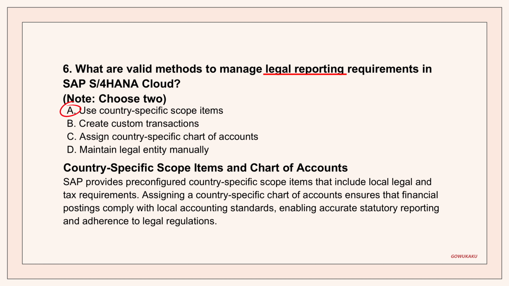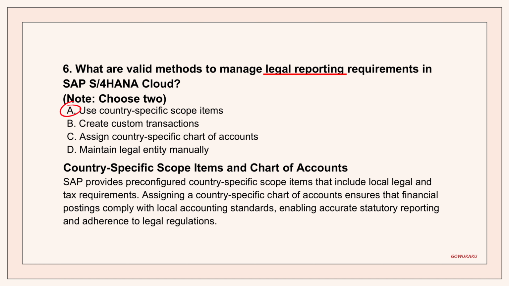So using these helps you meet local standards more easily. That's the idea. It can be a huge accelerator for implementation and ensures you're covering the necessary local requirements for things like tax reporting or statutory financial statements. Okay, that sounds useful. What's the second method?